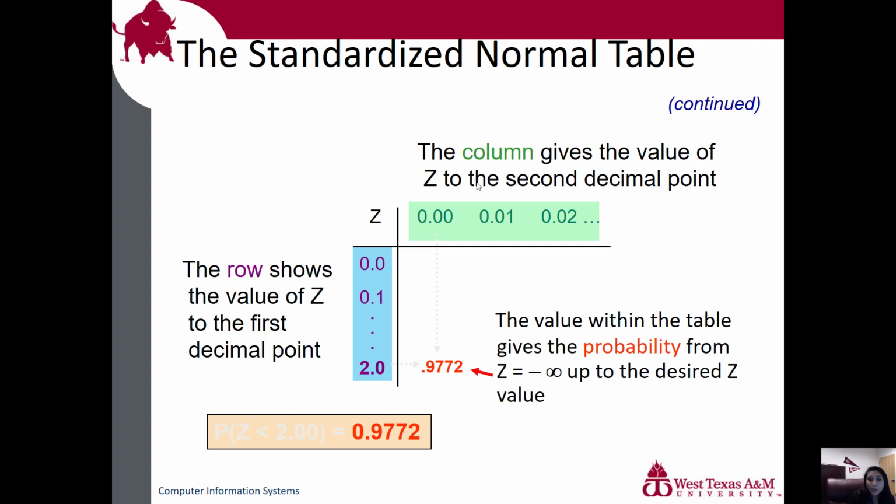And this is just how to use that table. So if you have a z-score of 2, you would use this part as the first decimal point, and then the row would be the second decimal point. So we would be 2 and 0 because we have a z-score of 2.0, and we get a probability of 0.9772. Again, this value gives a probability from z being negative infinity up to 2. So what's the probability of z being less than 2? Well, it's 97.72%.